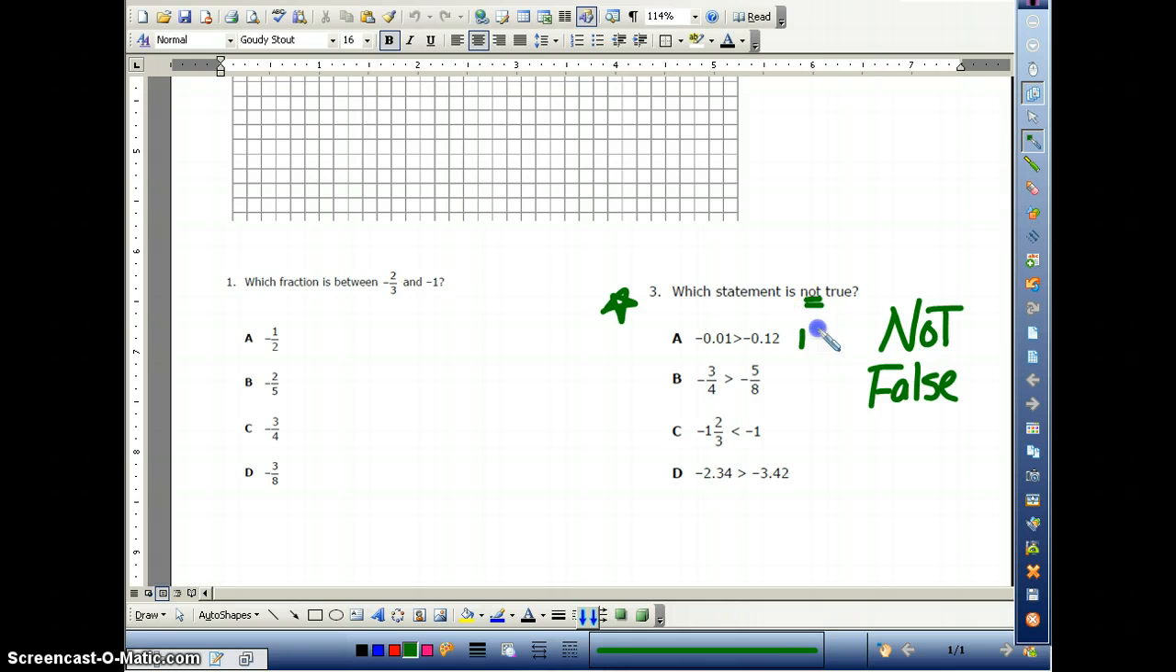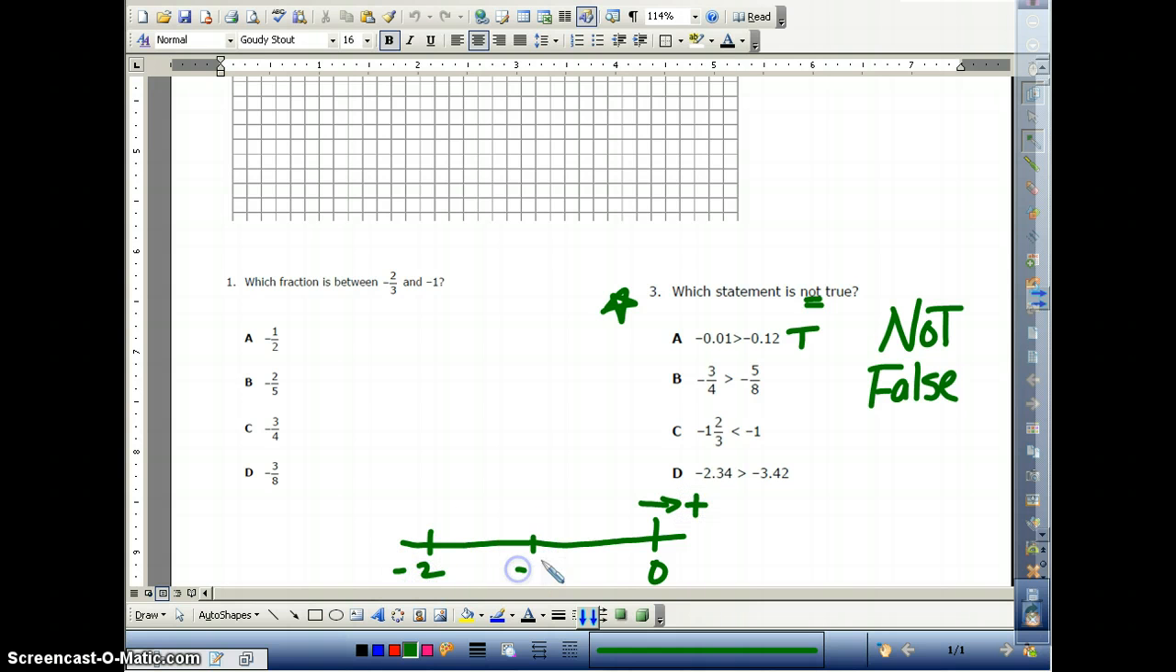I know that one's true because I'm thinking on a number line and I'm thinking backwards. These are all negative. You've got to be thinking backwards. Draw yourself a number line if you need to. Here's 0. Numbers get bigger going in this direction. Here's -2. Here's -1. All right. Let's do one that's easy. -2.34 compared to -3.42. Which one is closer to 0? Yeah, that one's closer to 0, so that is larger than this one.